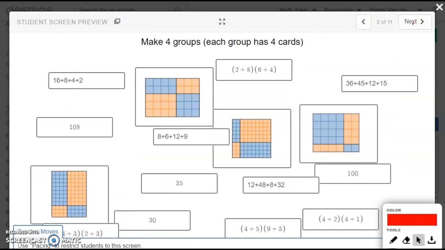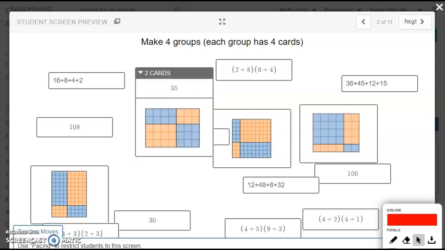Okay, let's go on to the next one. This is where you are grouping them. It's card sort. There are 4 groups and each group has 4 cards. So you need to match them up. When I look at this, what is the length? 1, 2, 3, 4 plus 3. So it's going to be 4 plus 3 or 7 multiplied by 1, 2, 3, 4, 5. 7 multiplied by 5 is 35. So I know that 35 and 7 need to go together.